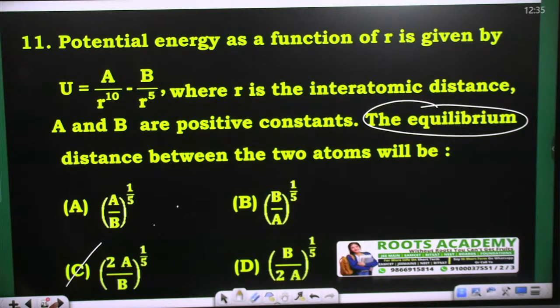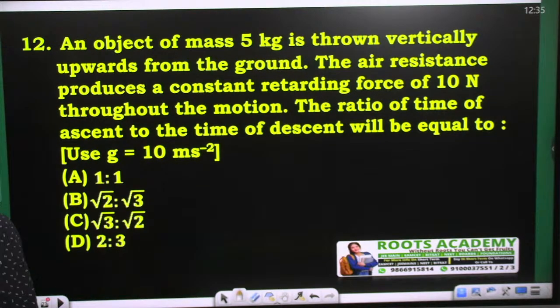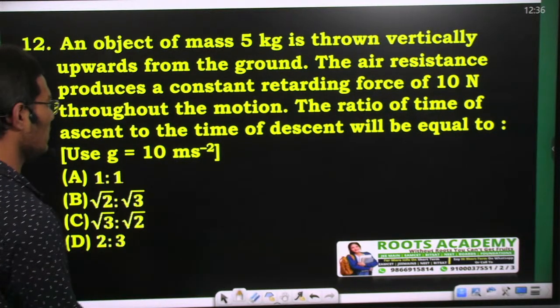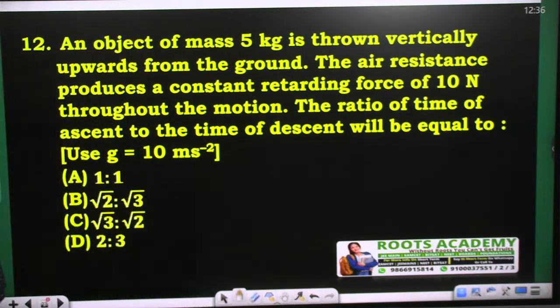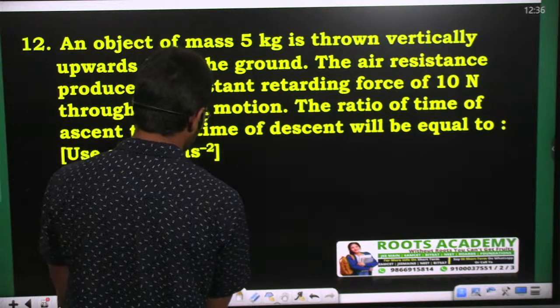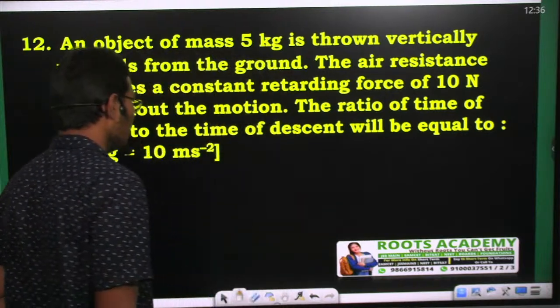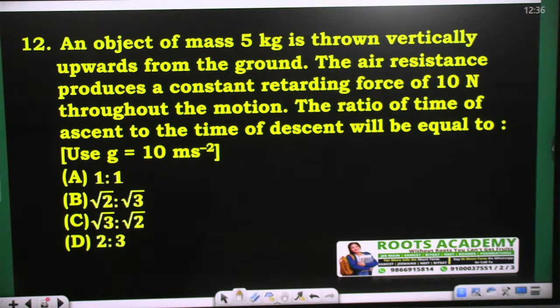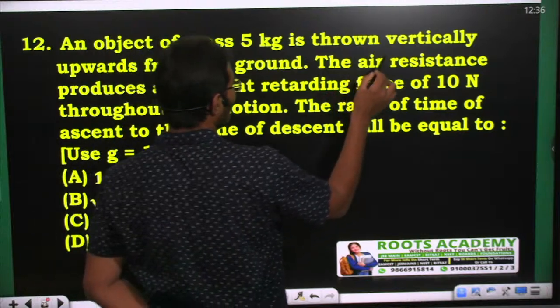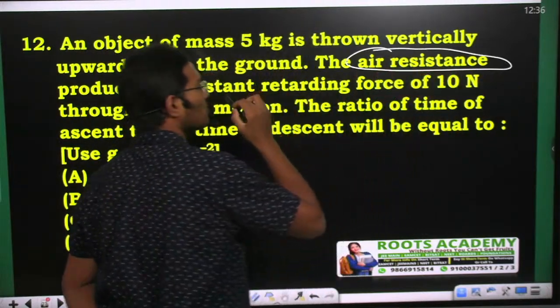So let's do the next question. A body of mass 5 kg is thrown vertically upwards from the ground. The air resistance produces a constant retarding force of 10 newtons throughout the motion. The ratio of time of ascent to time of descent will be dash. This question is again from kinematics. So how do you solve this? Generally we neglect the friction or the air resistance. Here he is asking us to take air resistance.